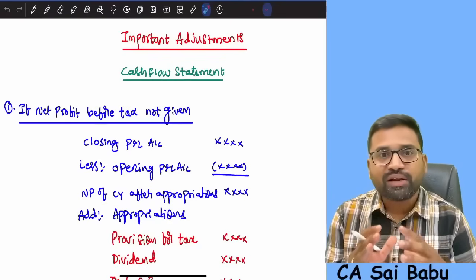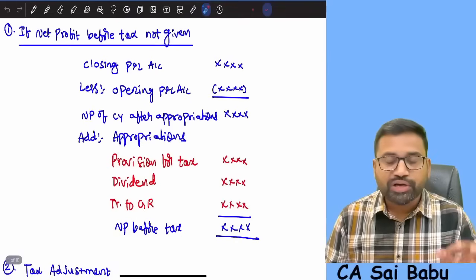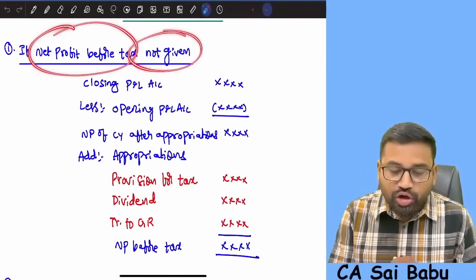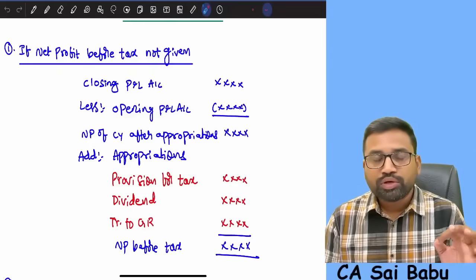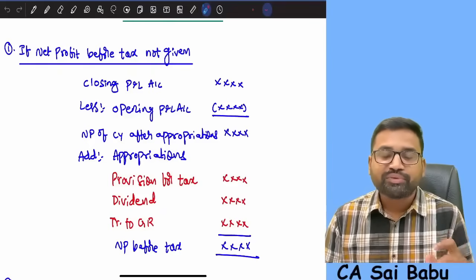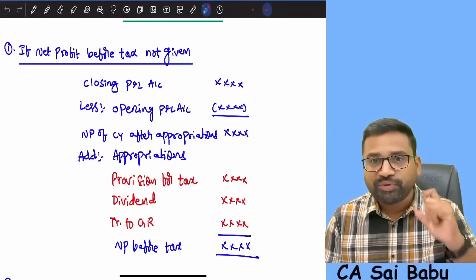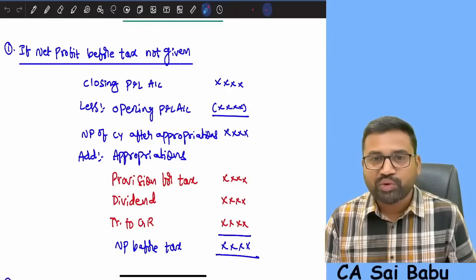Now let us cover important adjustments from the cash flow statement chapter, sir. The first important adjustment is if net profit before tax is not given in the question. To arrive at cash flow from operating activities under the indirect method, we need to start from net profit before tax. But sometimes net profit before tax is not available from the question.